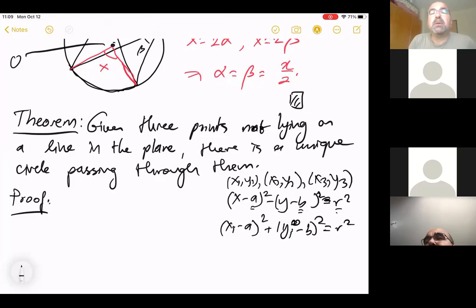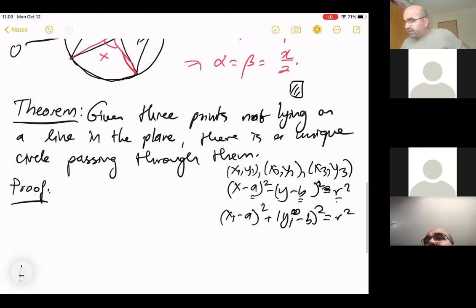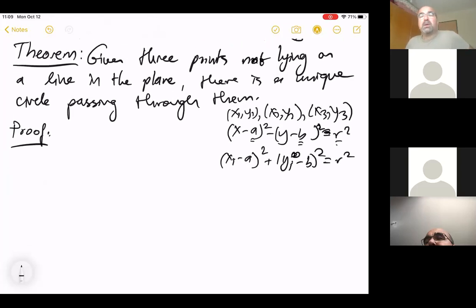But instead of doing this, let's go this way. Let's take the points A, B, and C, which are not on a line, so that they determine a triangle like this.